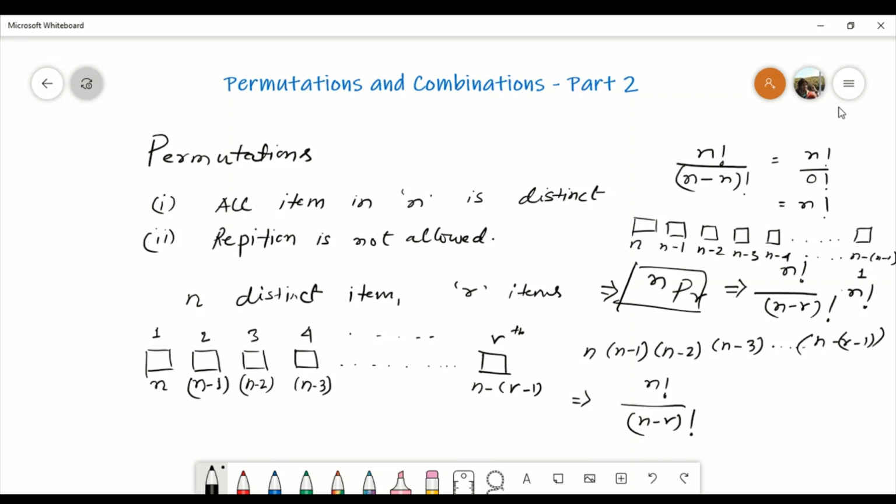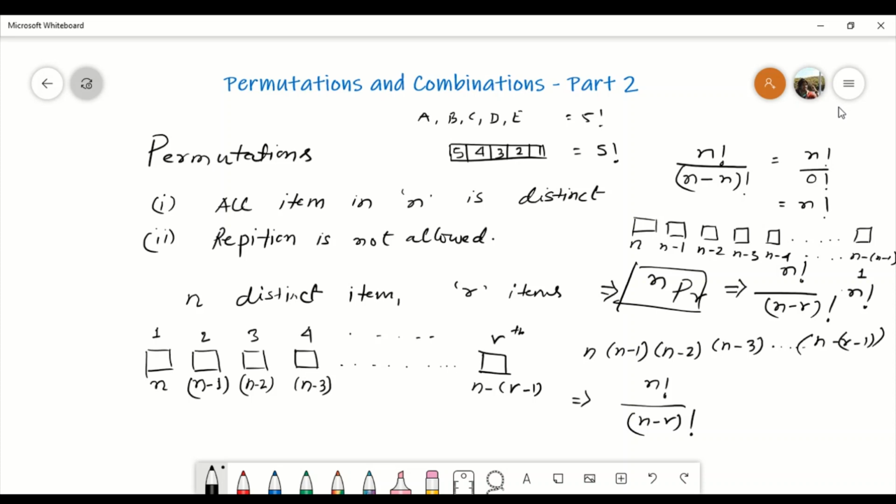And a simple example can be: if we have letters a b c d e, and we are asked how many 5-letter words can be formed with this without repetition. That will be 5 factorial, because we can fill this in 5 ways, this in 4 ways, 3 ways, 2 ways, and 1 way. So that is 5 factorial. The important thing to note is that we have already discussed that it is without any repetition, right?